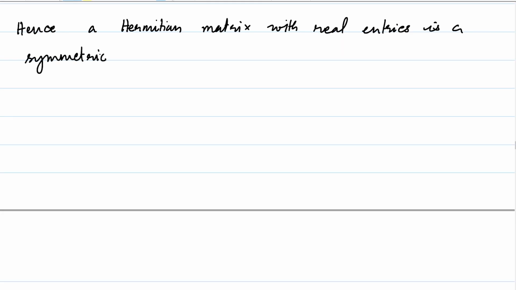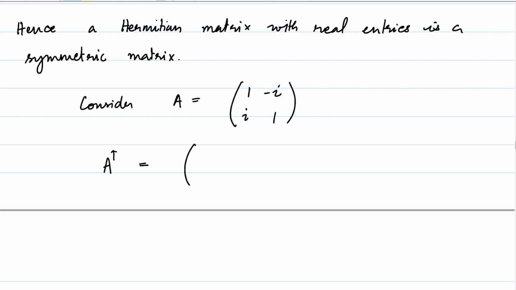However, when we are dealing with matrices with complex entries, we have to be careful, because the two notions don't coincide then. So for example, consider A to be equal to, let's say, [[1, -i], [i, 1]], and let's look at the adjoint of A. The adjoint of A will be the conjugate transpose, which is going to be [[1, -i], [i, 1]], which is equal to A. Therefore, this matrix is actually Hermitian.